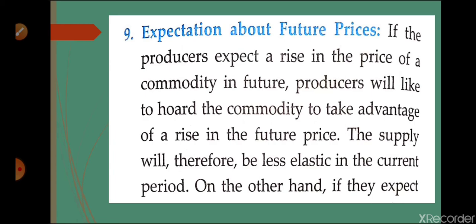Or the opposite of this: if the producer thinks that the price of the commodity may fall in the future, they will supply the stock also, because they want to sell more and more product. In future the price is going to be down, they will be in loss, so they will supply more in the market. And if they think the future price will increase, they will hold that stock and not supply it in the market, so supply will be less elastic in that case.